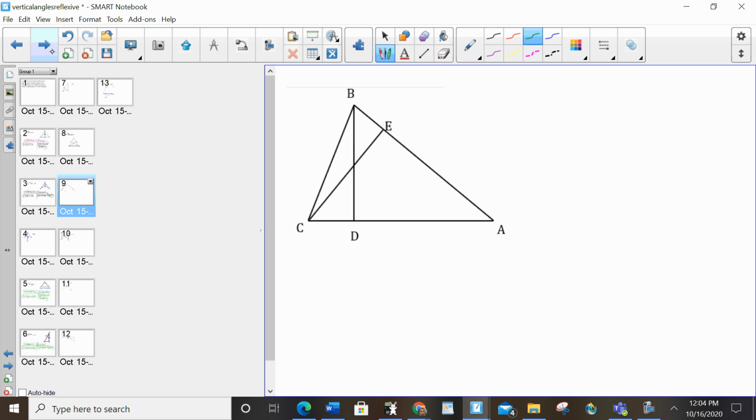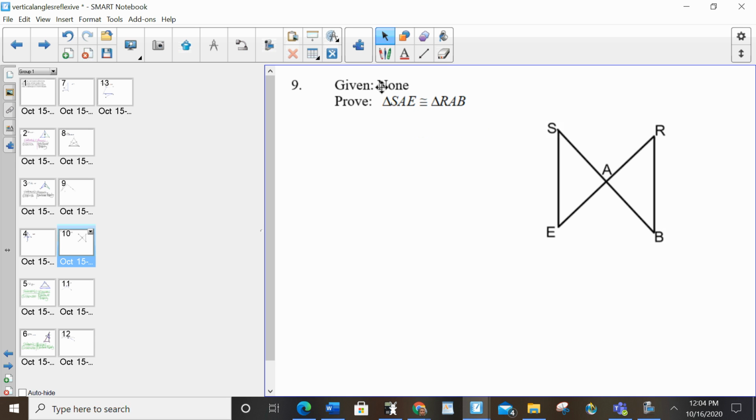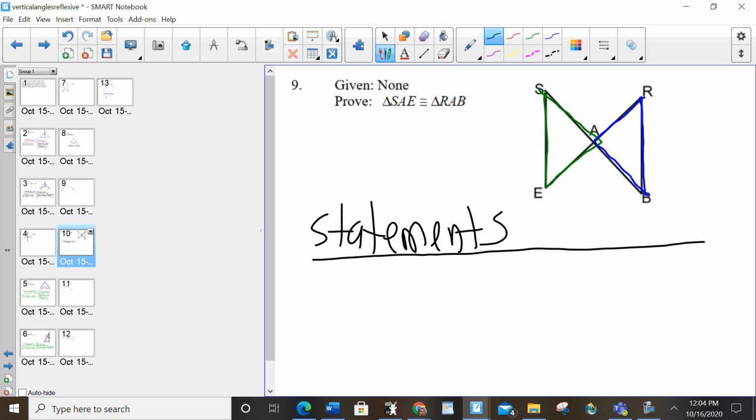So, number 9. It wants me to prove SAE, RAB. Is there reflexive property? Is there a side or an angle that's in both triangles? No. There's really no overlap to them. There's a point that's touching, but a point is not a side or an angle, so there is no reflexive property. So the other thing to look for is vertical angles.